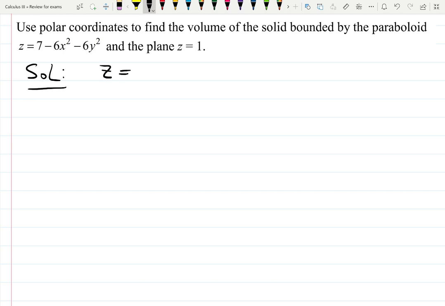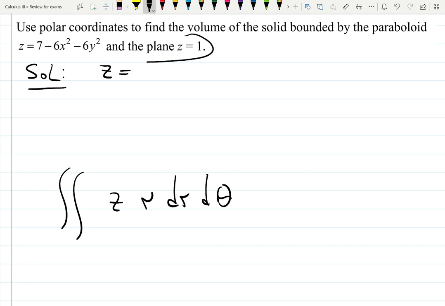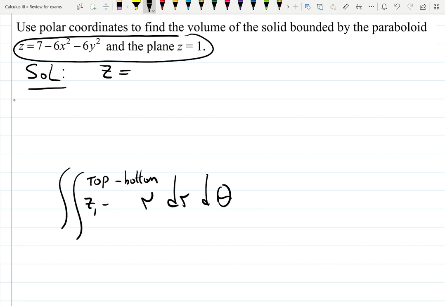Z is the function that will go inside of the integral. Z will be here, and then r, d theta. But since the volume is given between the paraboloid and the plane, we also need to figure out the volume between the top surface and the bottom one. So it will be z1 minus z2. You don't have to memorize it this way, but basically this is z1 and this is z2. The volume between them should be put here inside of the formula.